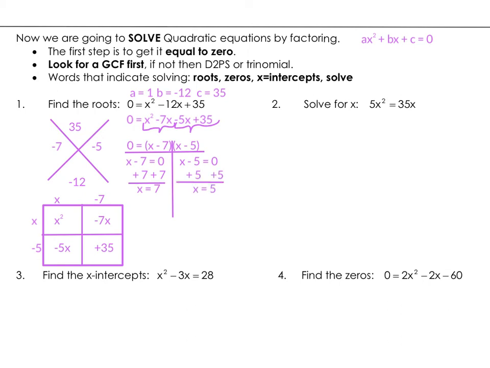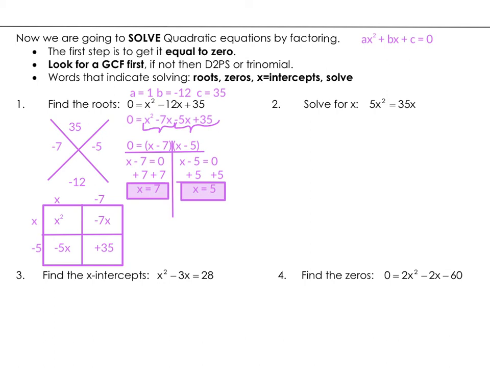So that's the new step to all of these. The factoring is exactly the same as what we've been doing in the previous unit. Now we just need to go a step further to solve our quadratics and find out what the roots would be. So everything else stays the same, but then the answer to my question, what are the roots? That would be x equals 5 and x equals 7.